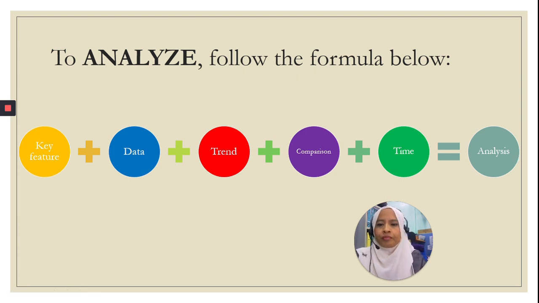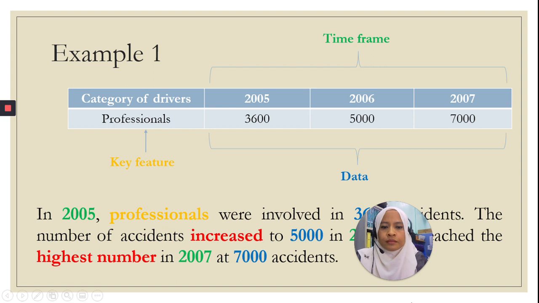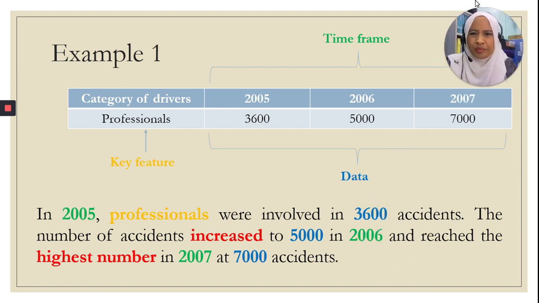Okay? Now let's have a look here. Okay. Now in this example, we are only looking at one key feature. Okay, we are only looking at one key feature here, which is professionals. Okay, and we're going to look at the data for that key feature across the time frame given, which is 2005, 2006 until 2007. Okay, and when you combine the key feature together with the data and the time frame within one sentence, you will get this here.